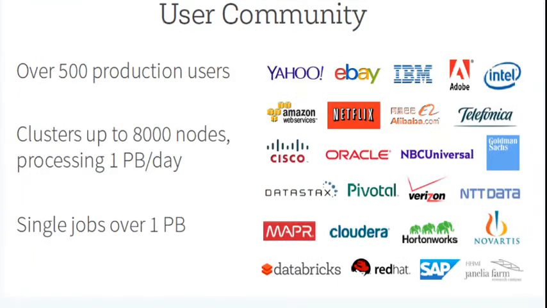Okay. Then the user community. We can use Apache Spark in different types of communities like Yahoo, eBay, IBM, Netflix, and then Databricks. Databricks is one of the online computing Spark websites.